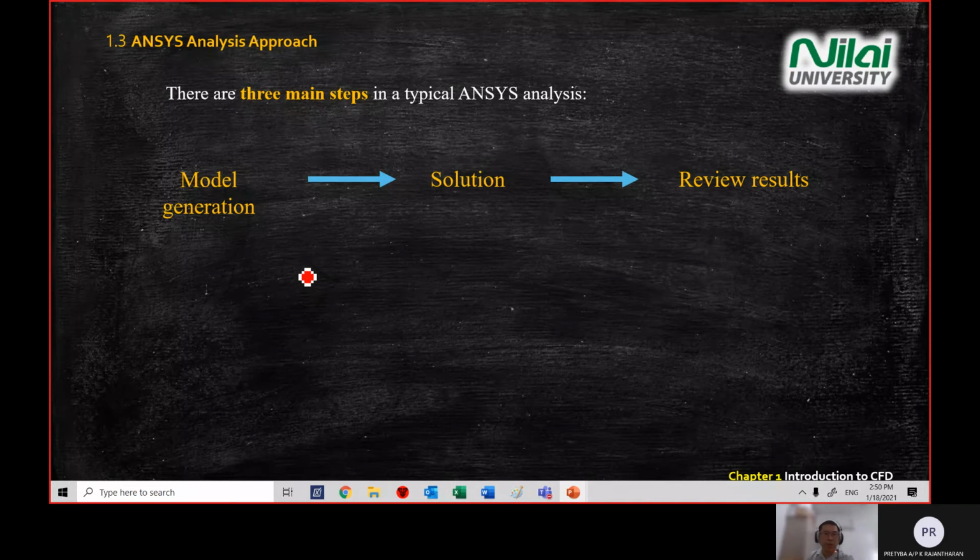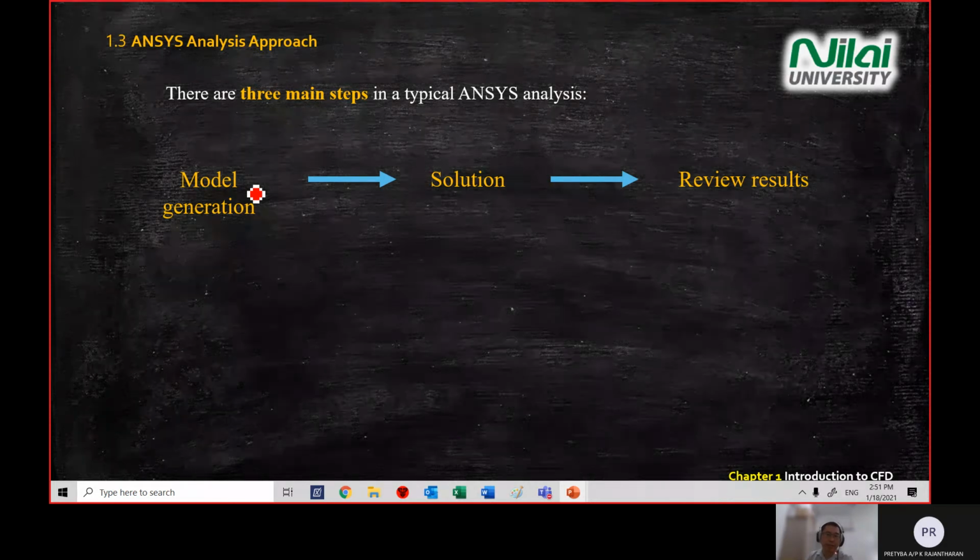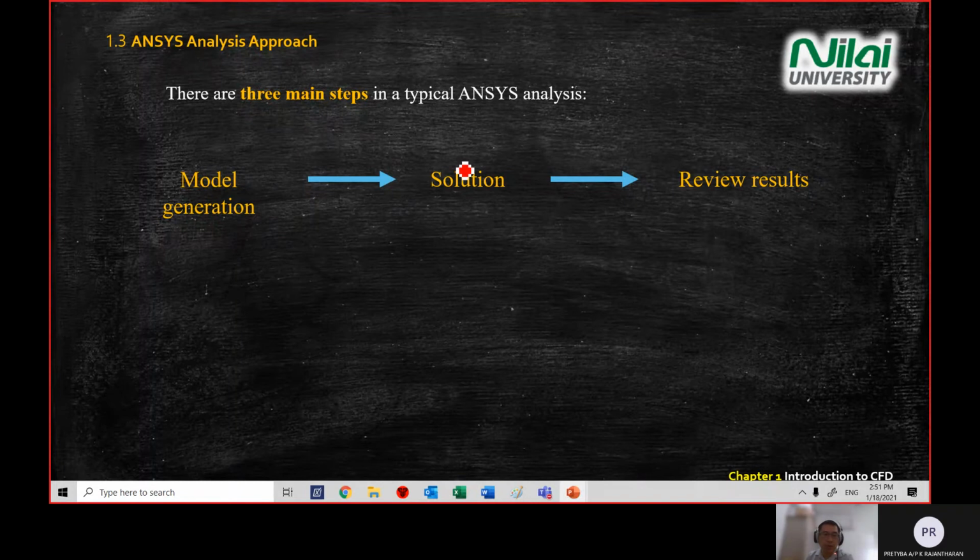So in ANSYS also, there are some checkpoints. For example, when you do your 3D model and you do meshing at the first step, if you have an error in your mesh, you are not able to proceed to the later two processes. So ANSYS will prompt you when you run your mesh. It will tell you that the mesh is not able to generate, or there is an error in a certain node, that the mesh is not compatible. And then you go to solution.